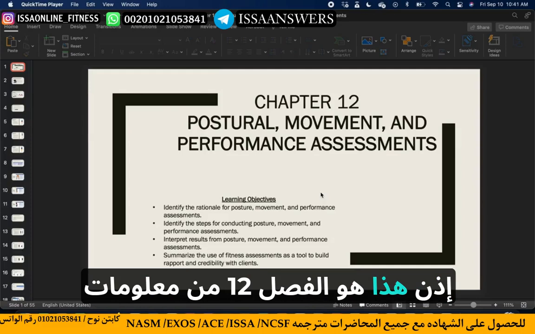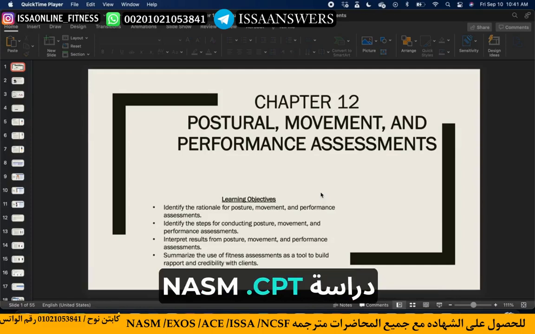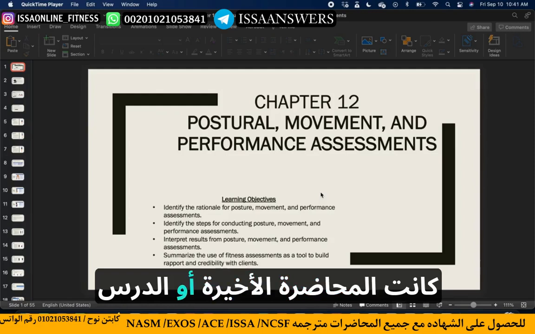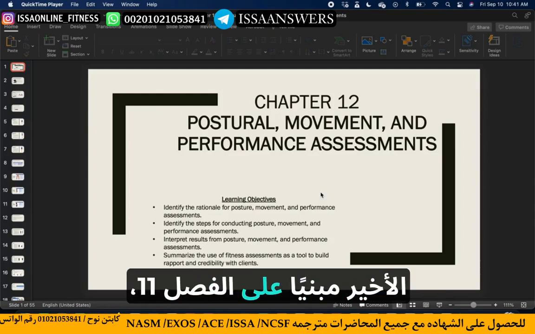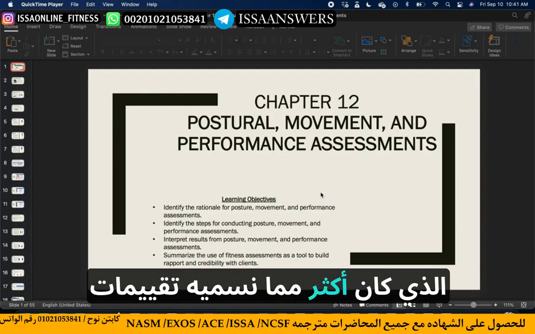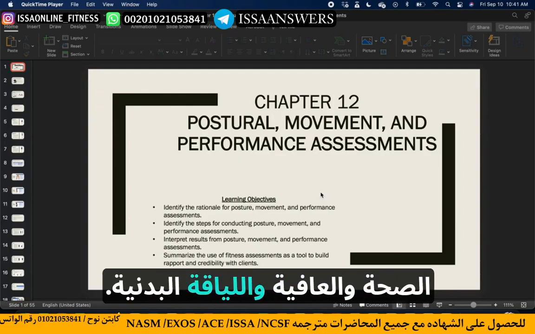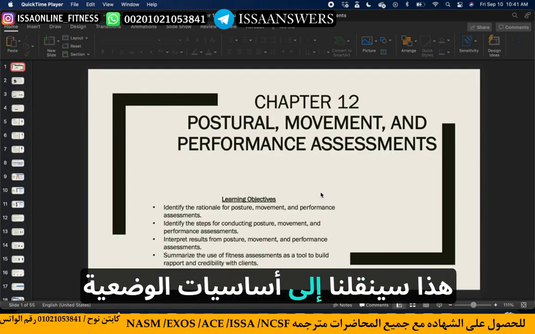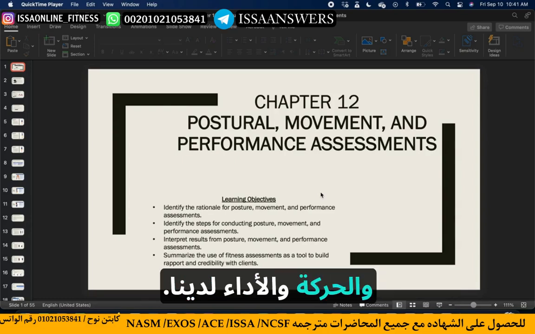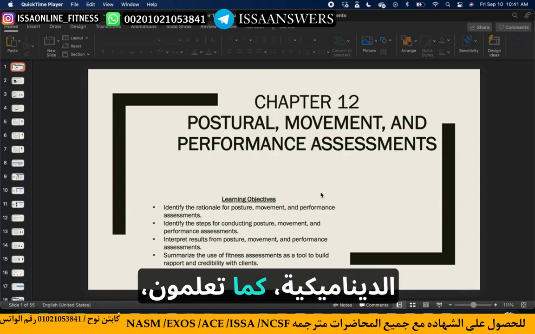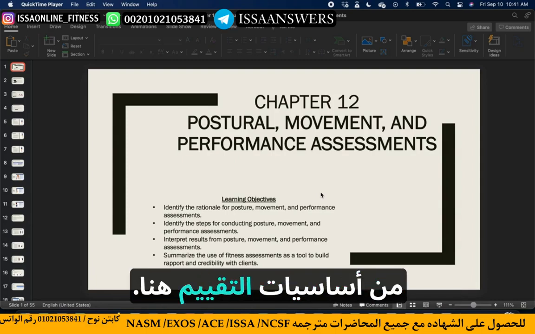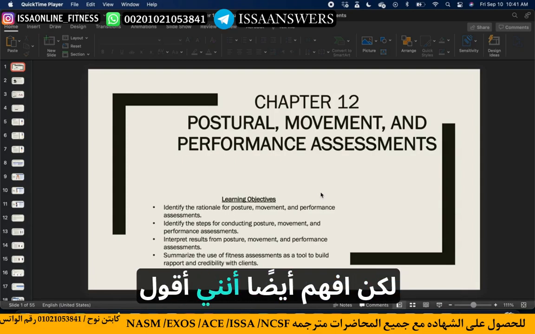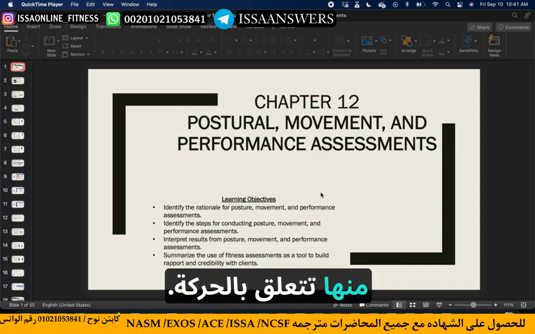So this is chapter 12 of the NASM CPT study information. Last lecture was based on chapter 11, which was more of what we would call your health, wellness, and fitness assessments. This is going to move us into our postural, our movement, and our performance basis, so more dynamic types of assessment basis here. But understand too that I say dynamic because the majority of these are movement.